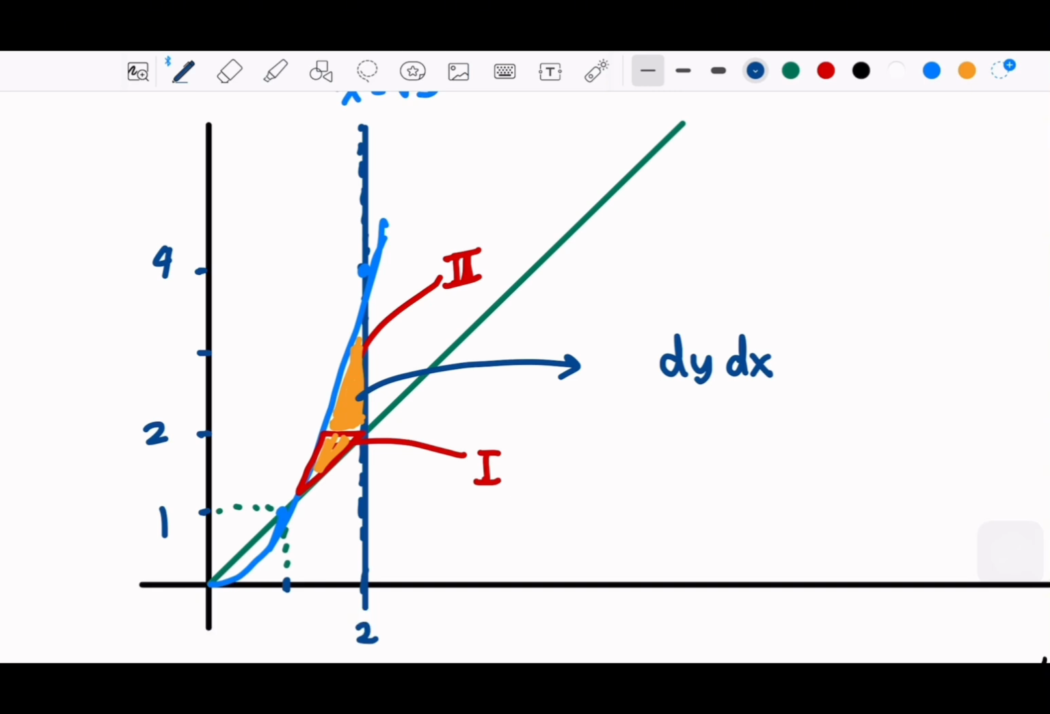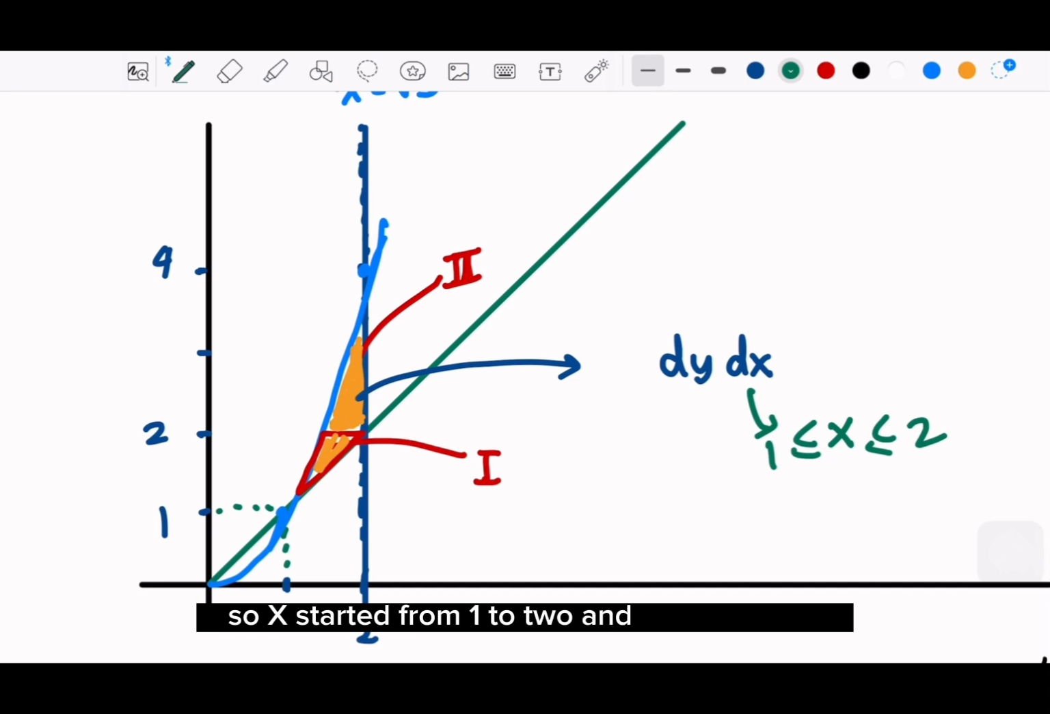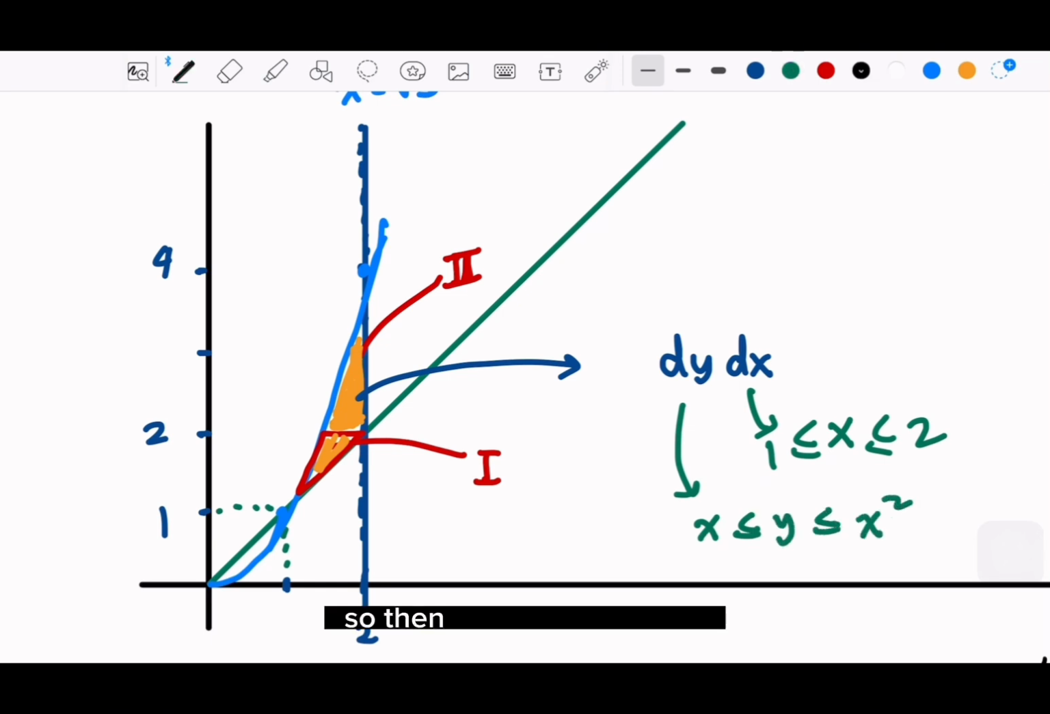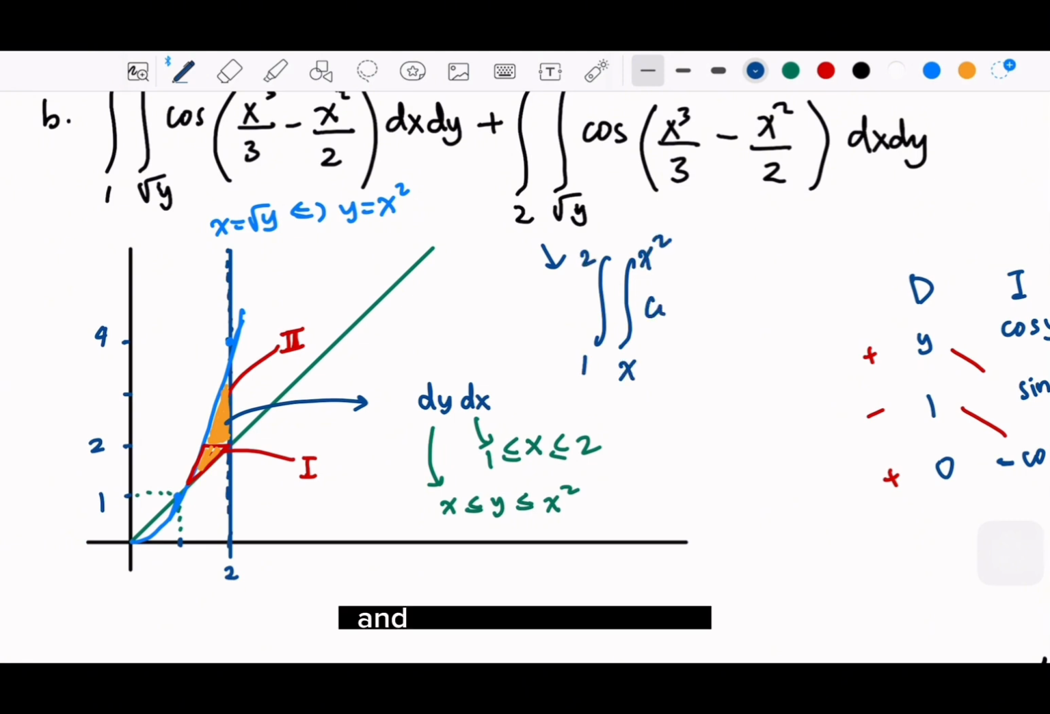So x starts from 1 here, and then x goes until 2. Okay, 1 to 2. So x is from 1 to 2. So that's the constant. So x is from 1 to 2. And then what about y? This y equals x, right? And this x squared. Okay? So then what we have now, we can write 1, 2, x and x squared, and then write the inside integration.